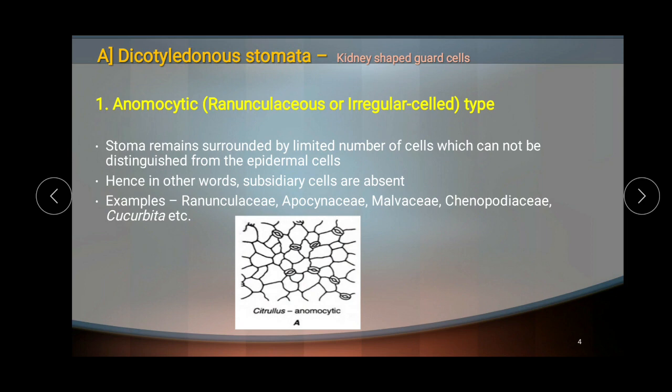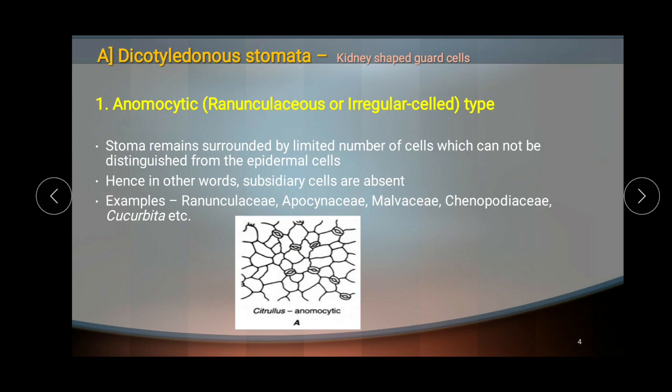It is also called the ranunculaceous type because this type of stomata was first observed in the family Ranunculaceae. The stoma in this type remains surrounded by a limited number of cells which cannot be distinguished from the other epidermal cells. That means we can say in other words that the subsidiary cells in this type are absent.